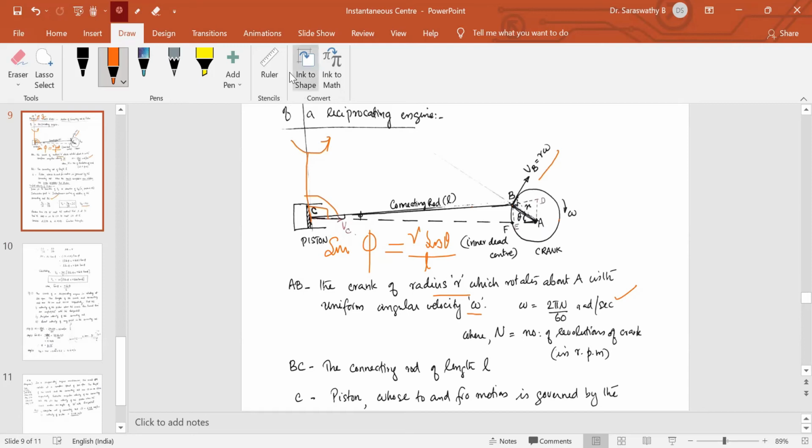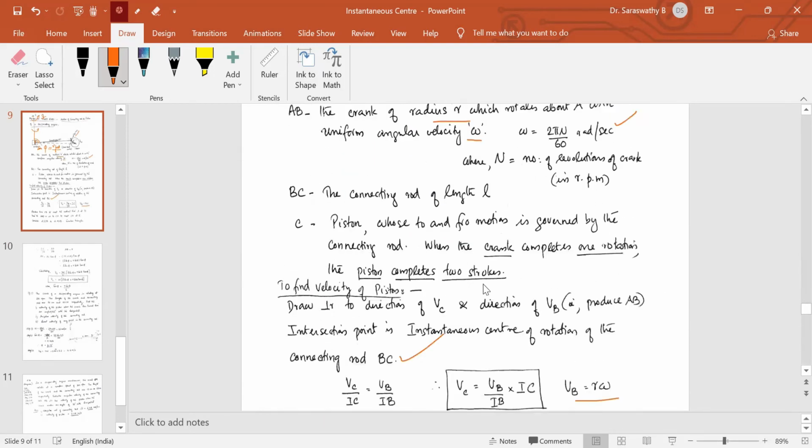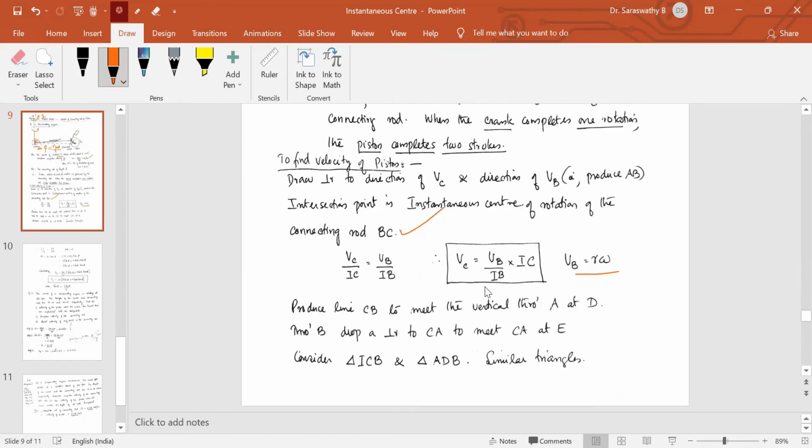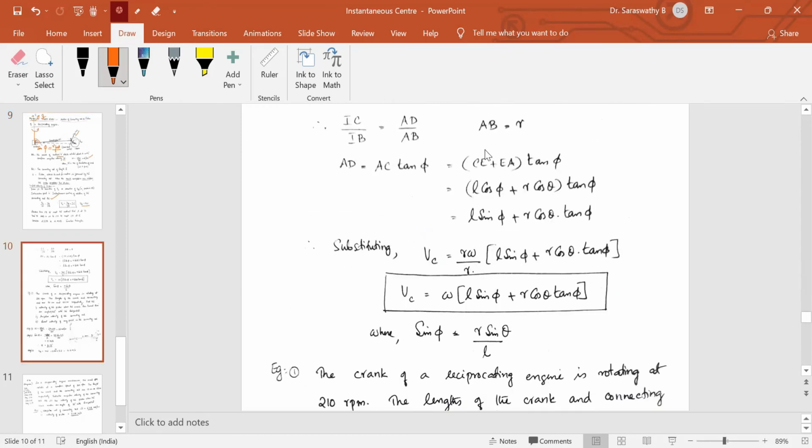So these two triangles, the large triangle ICB and triangle ADB, are similar triangles. So I can write IC by IB is equal to AD by AB. So if you get AD and AB, you can find out what IC by IB is. That is what is done here. So for that, AD by AB has been calculated.